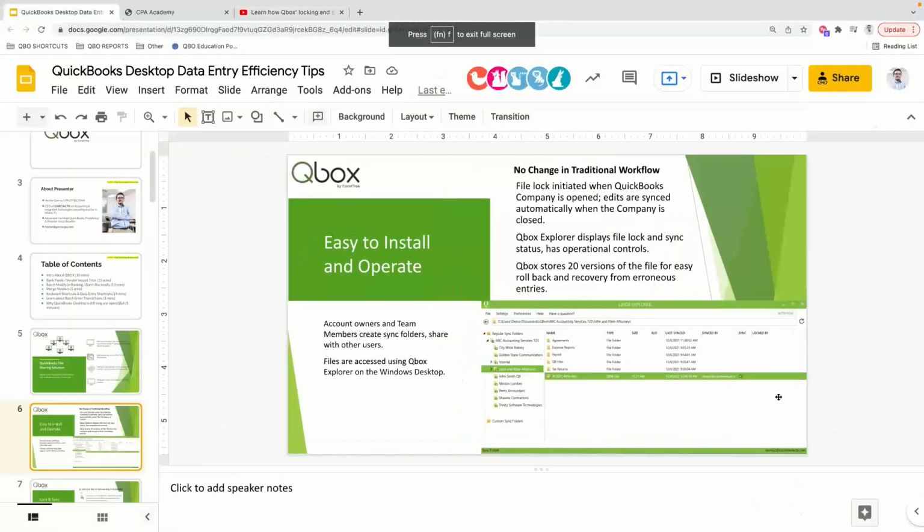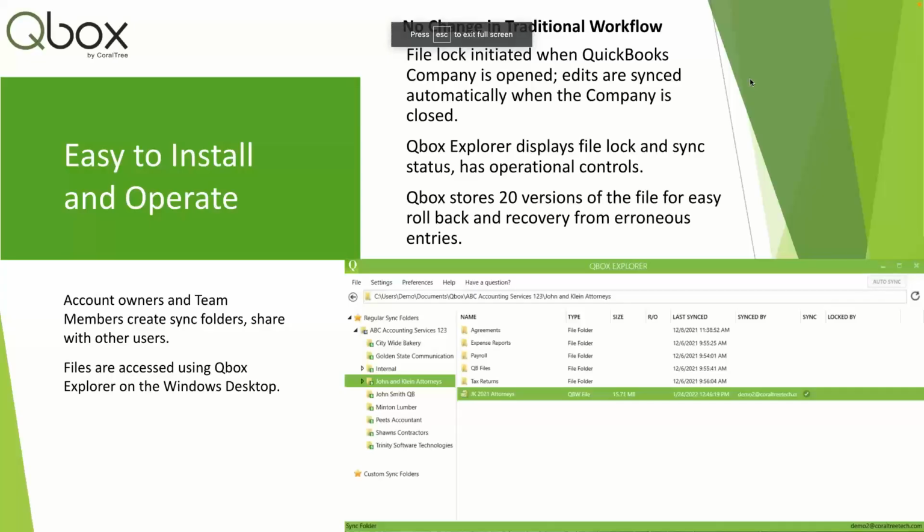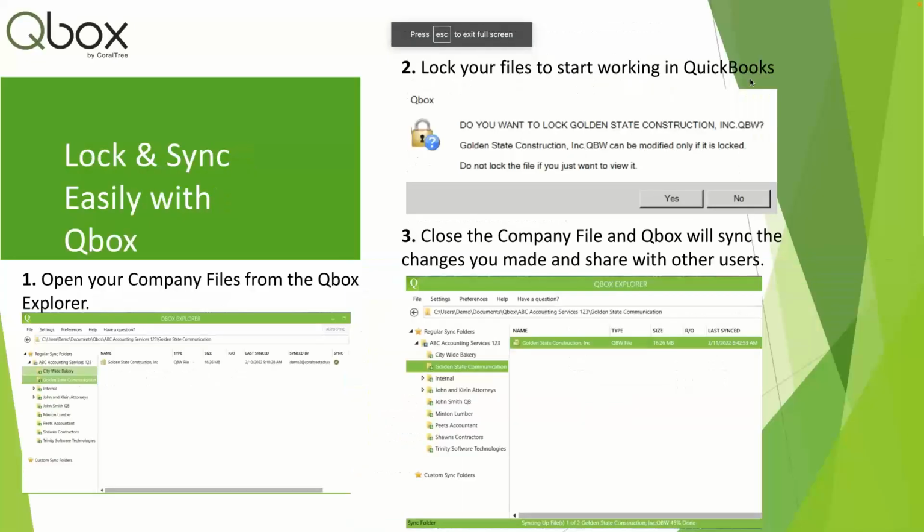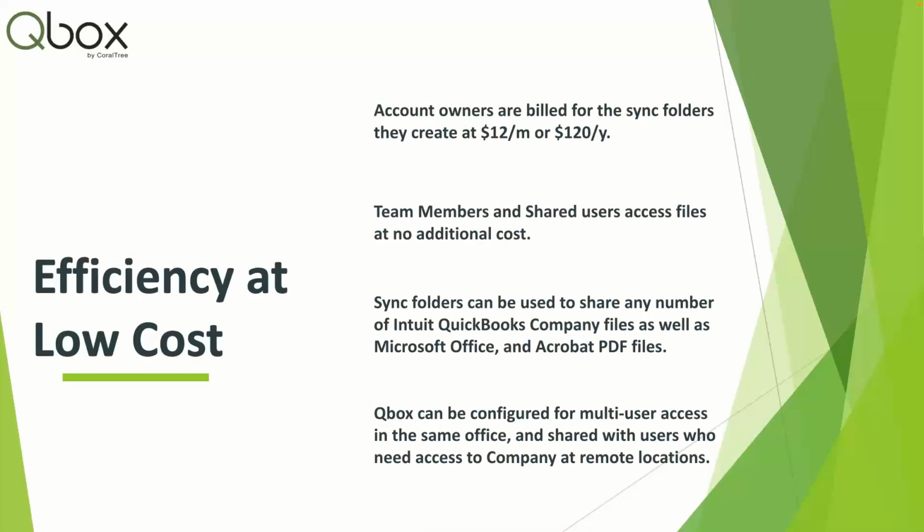You can access that video, which walks you step by step through that process, and the screenshots are on the slide as well. The price for QBox is $12 a month per folder, per sync folder, or $120 a year.